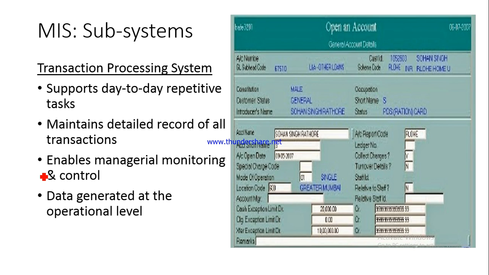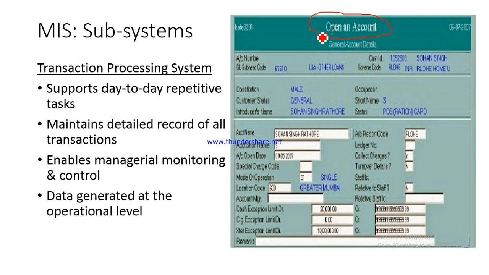Now this screenshot is of a particular software which is used by a particular bank, and as you can see here, this is the screenshot when that particular bank is opening account of a new customer. So this is how it appears. Now you can understand that opening account is a daily activity. Every single day there would be number of accounts that will have to be opened up. There would be number of applications for opening an account.